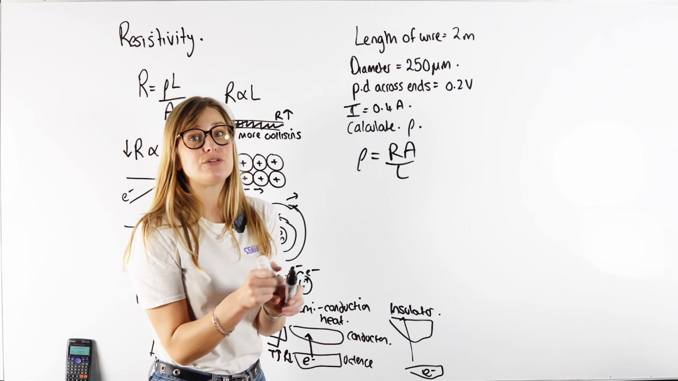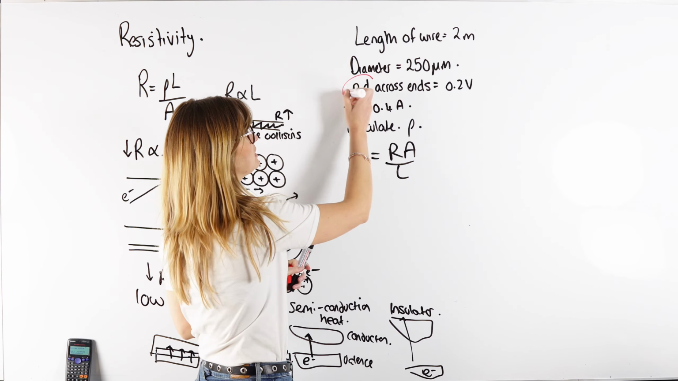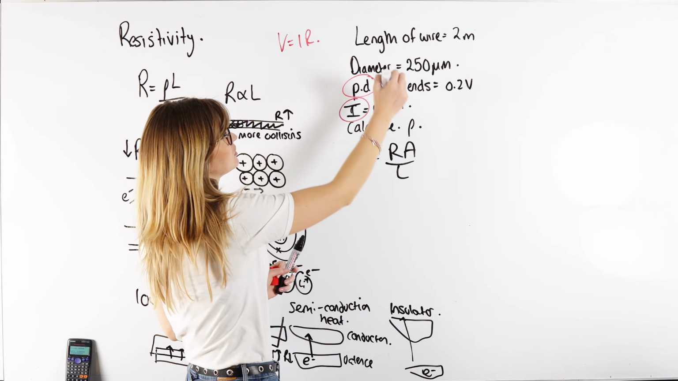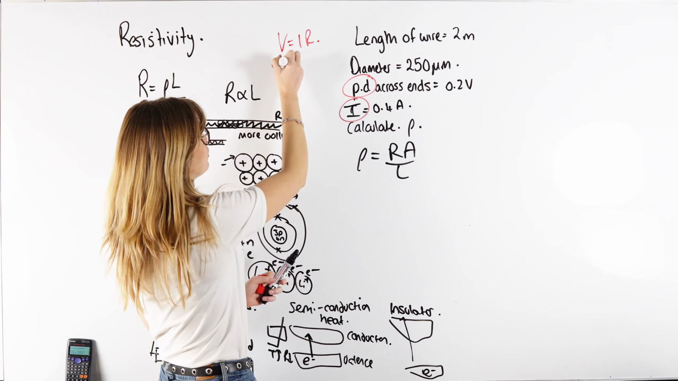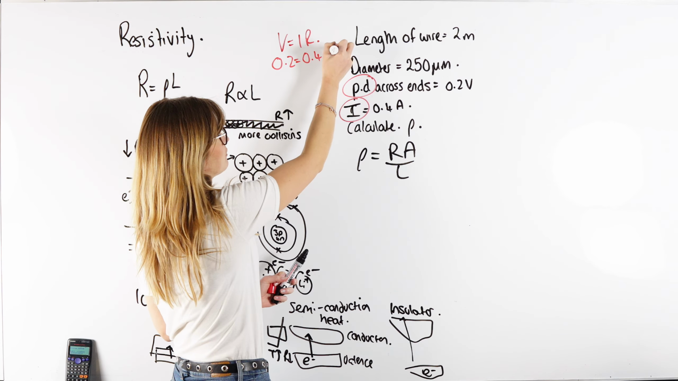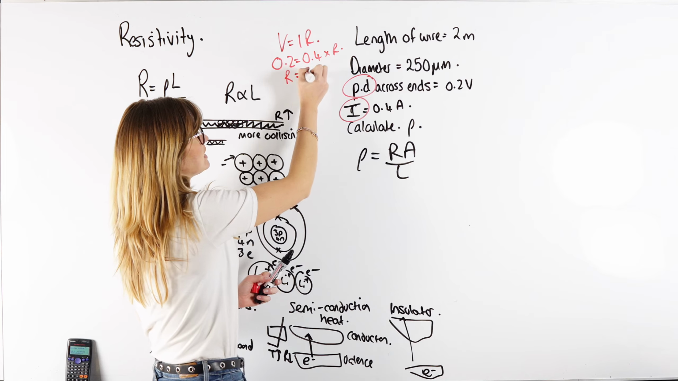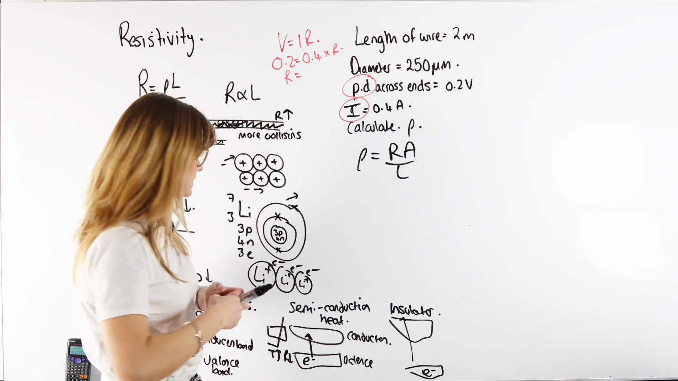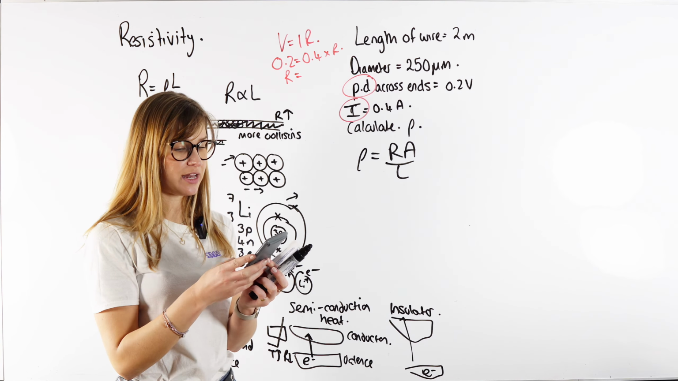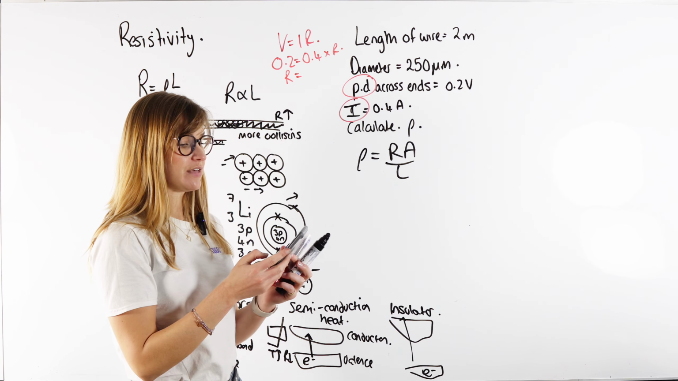I don't see resistance anywhere, but I can see I've got potential difference and a current. And I know V equals I times R. So the potential difference, which is 0.2, is equal to my current, 0.4, times my resistance. To calculate the resistance, it's 0.2 divided by 0.4. My mental math is shocking, so just use a calculator. 0.2 divided by 0.4 is going to give us 0.5.